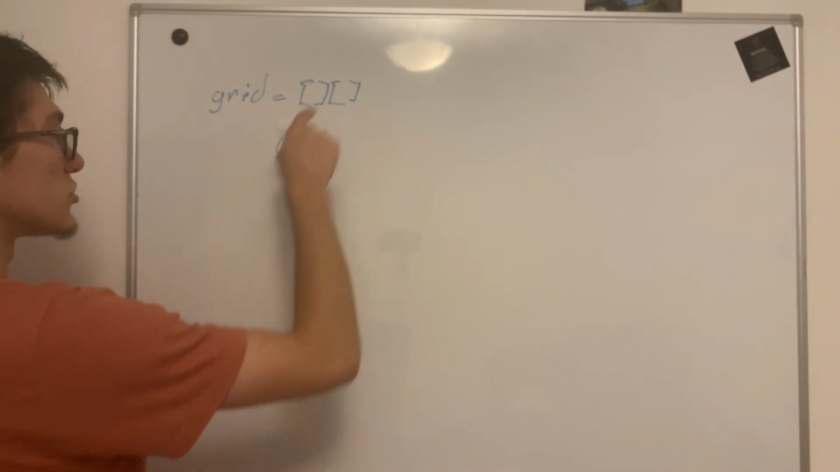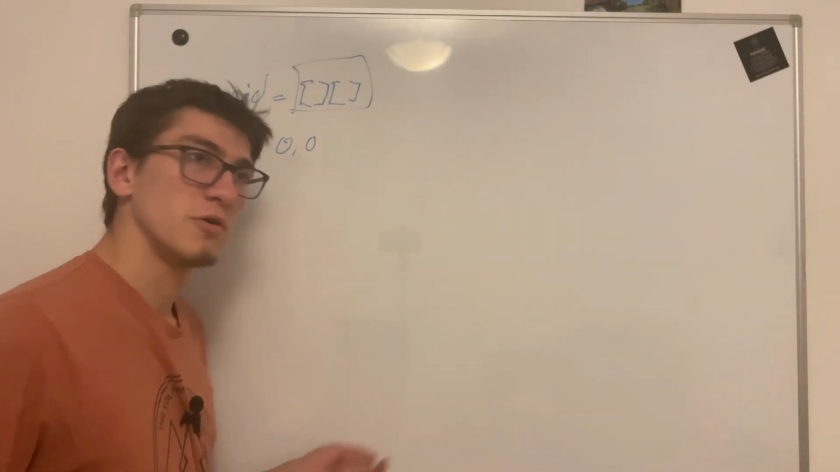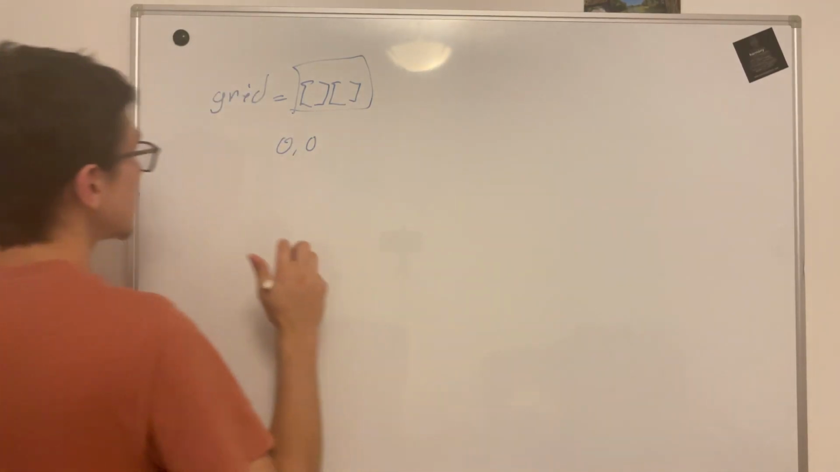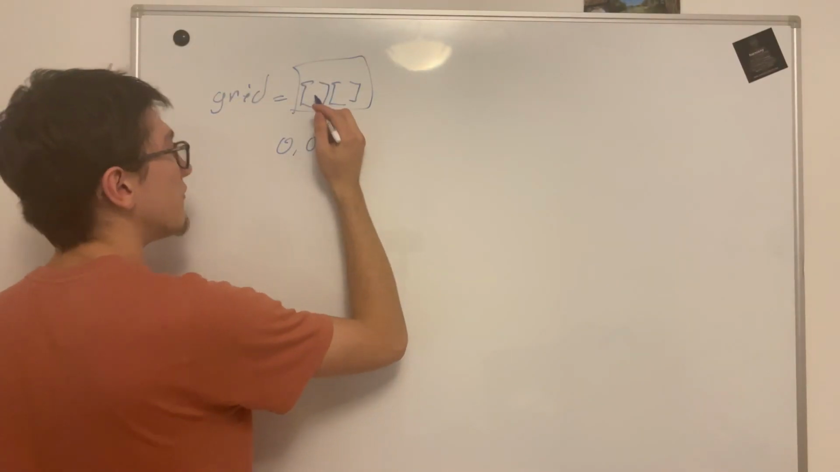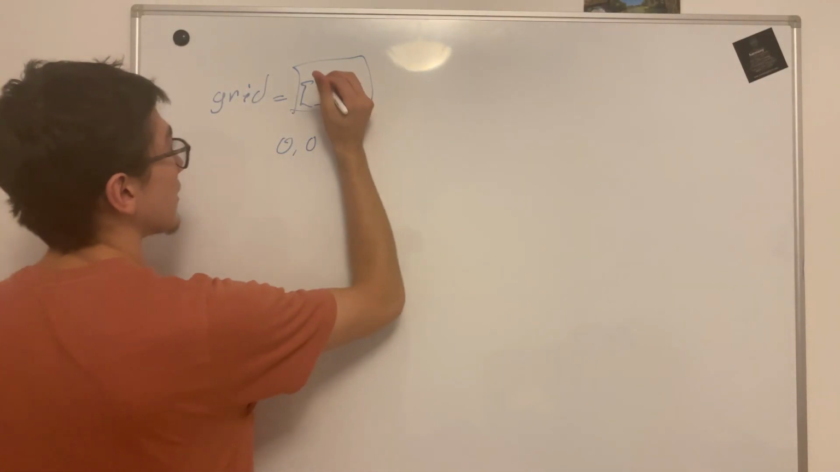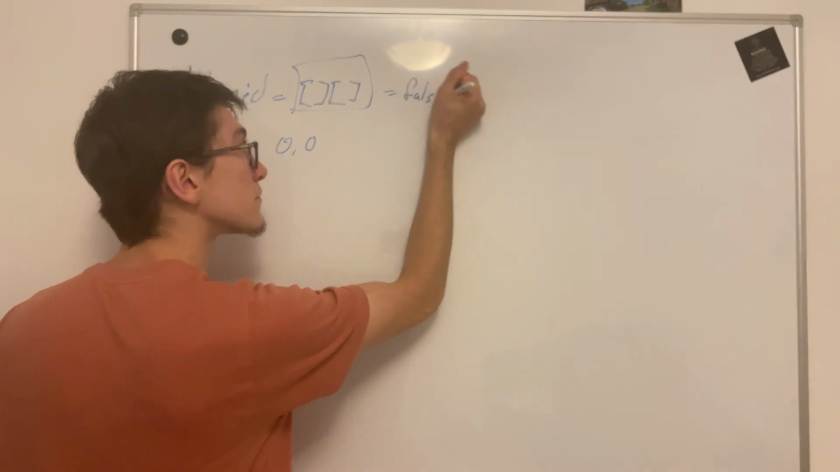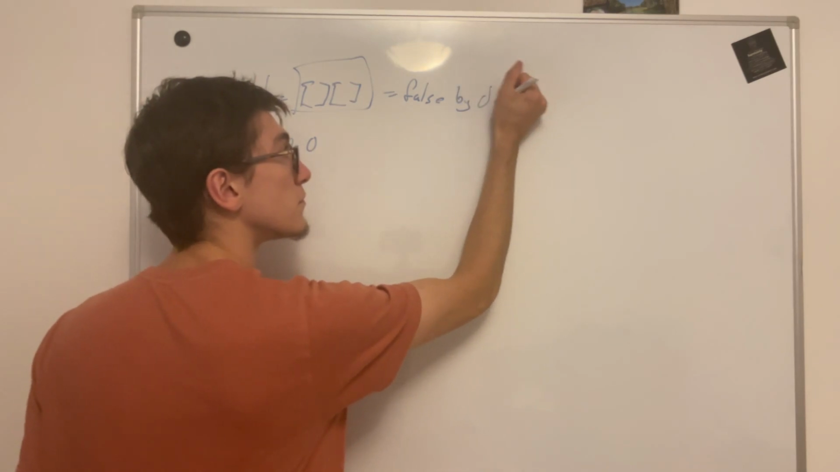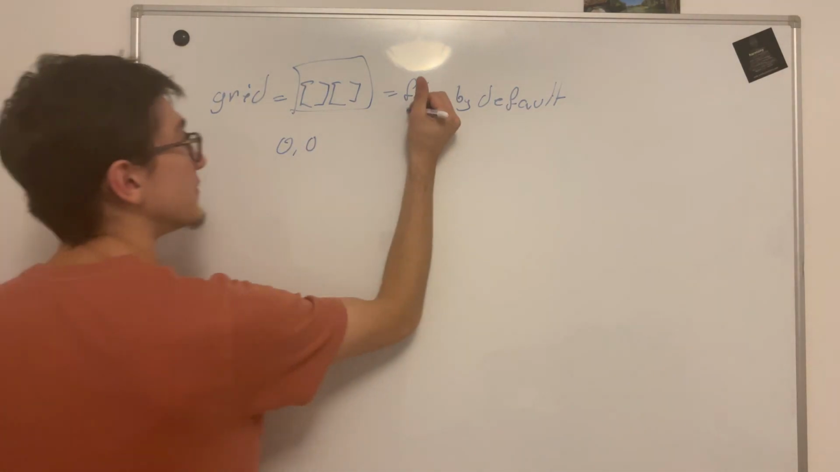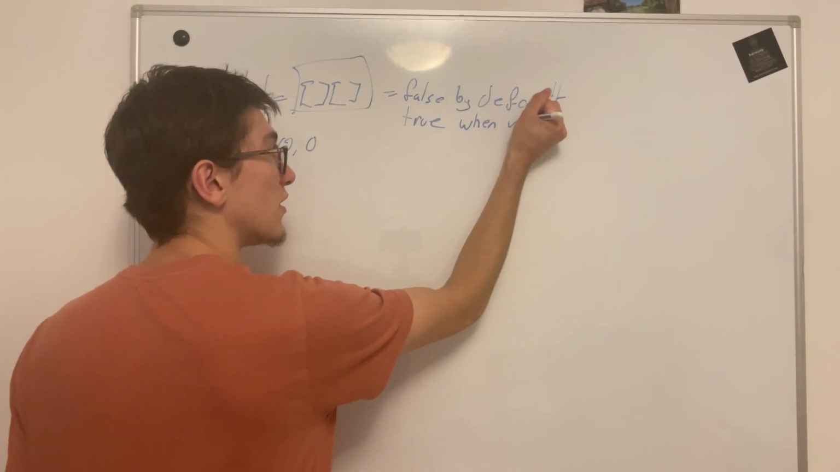And then we need some type of function for getting the... so each cell here needs to know if it was visited or not, right? So we could just have a false value in there and set it to true whenever it's visited. So false by default, and true when visited.